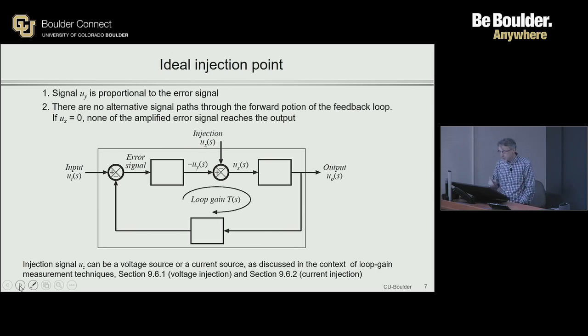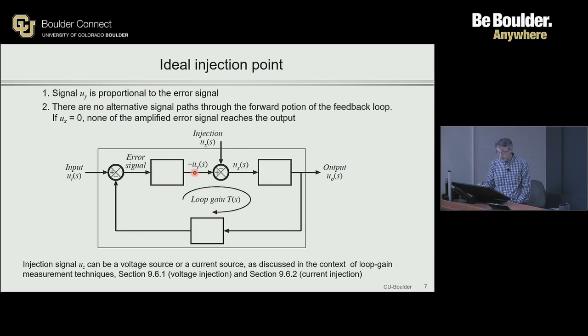All right. So a couple of important points about this injection point. So we say there is an injection point that we can refer to as being ideal. Ideal injection point includes two aspects. One is that the signal uy, the signal right here, at this point right here, to the left of the injection point, is directly proportional to the error signal. So it is directly proportional to the error signal, and it's not directly affected by the injection itself.